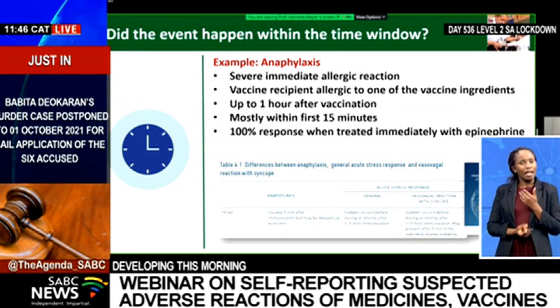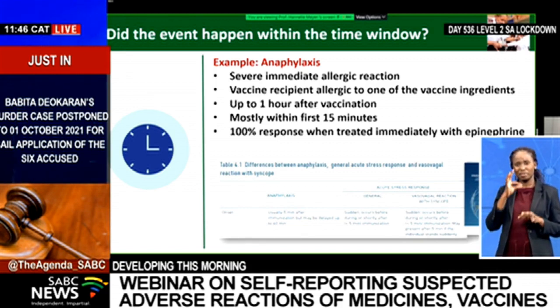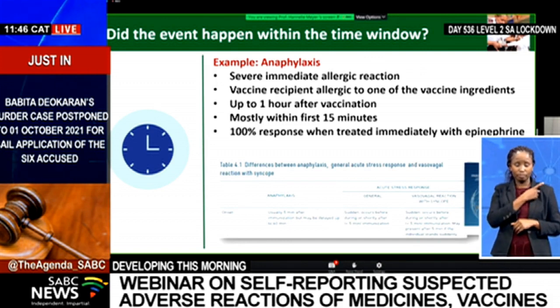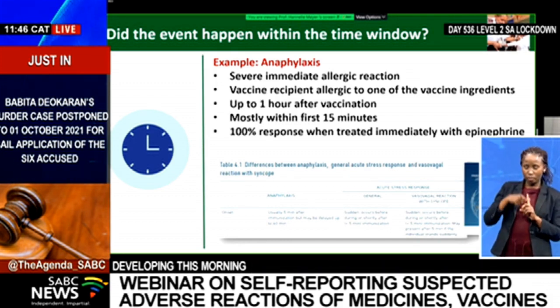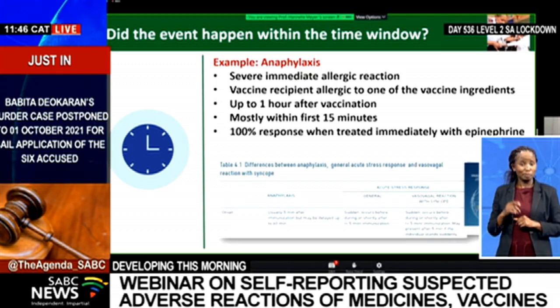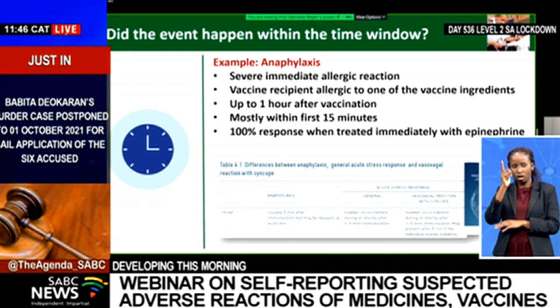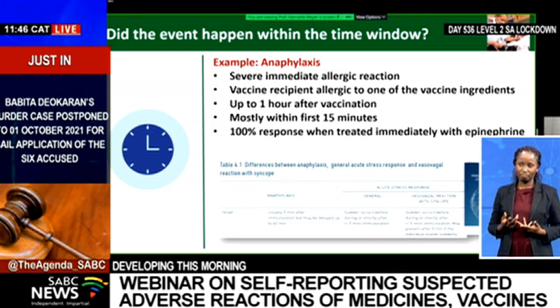Now, all adverse events, or most of them, have a specific time window, which makes it logical that this would present. So I'm just going to use anaphylaxis as an example. Anaphylaxis is a very serious, severe allergic reaction. And that means that the vaccine recipient is allergic to one of the ingredients or the excipients in the vaccine. And this usually happens up to 1 hour after vaccination. It's very seldom that it takes a longer period for it to present. It mostly happens within the first 15 minutes.